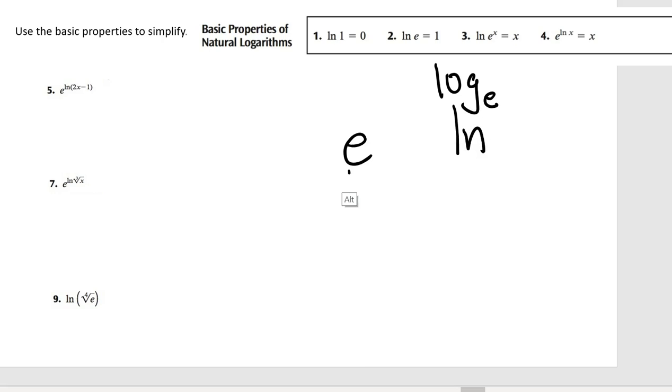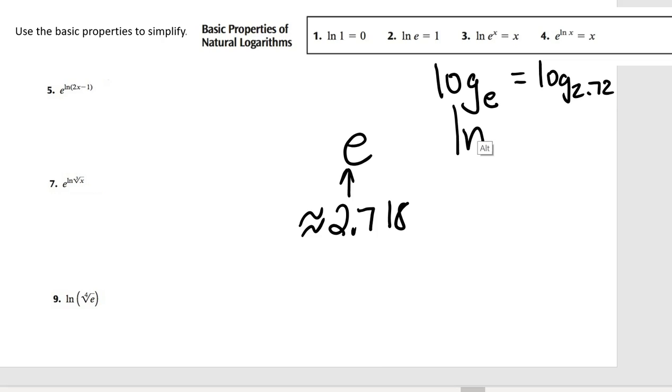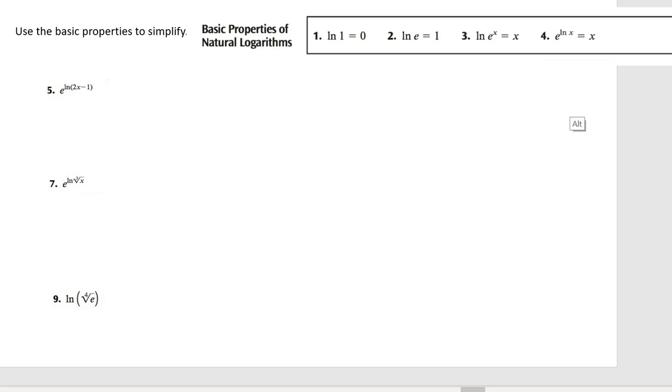And Euler's number, this e, you can think of it as about 2.718. That's approximately what it is. So you can think of this as just the log of around 2.72. So that's all that a natural log is. It's just a log at a specific base, Euler's number. So let's look at these problems.